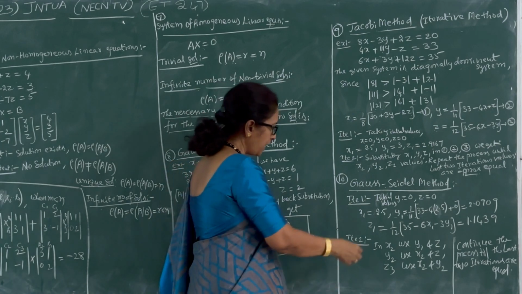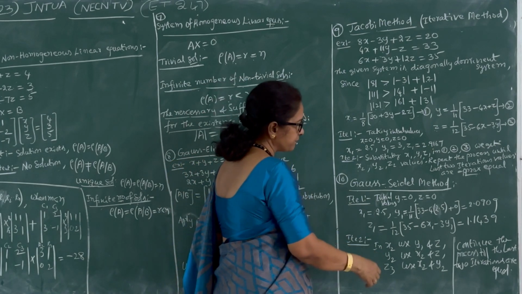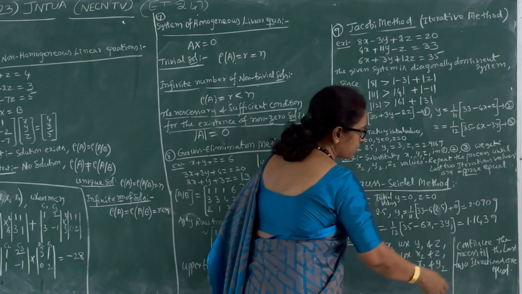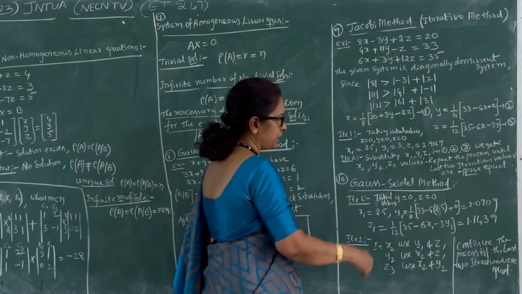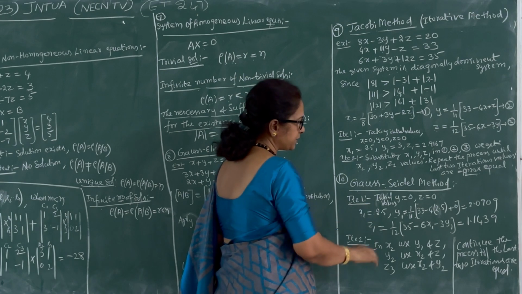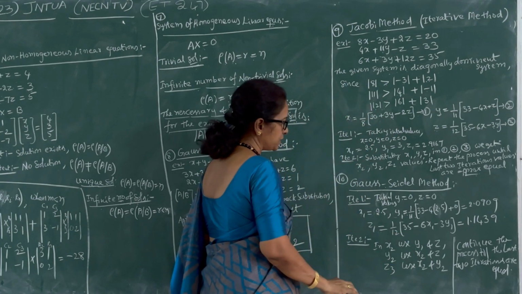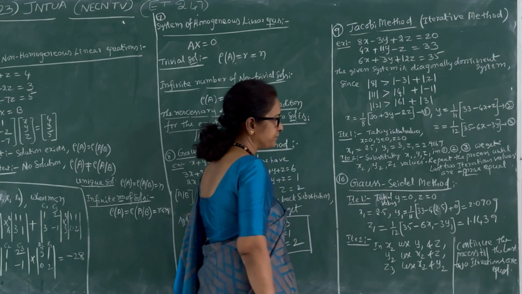Like this, we have to continue the iterations until the last two iterations' values are approximately equal. Then we stop our iterations, and that is the final solution to the given system of equations in this method.